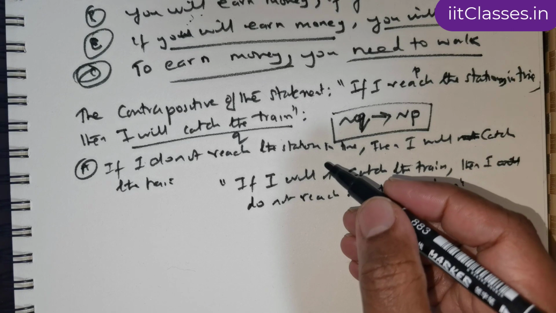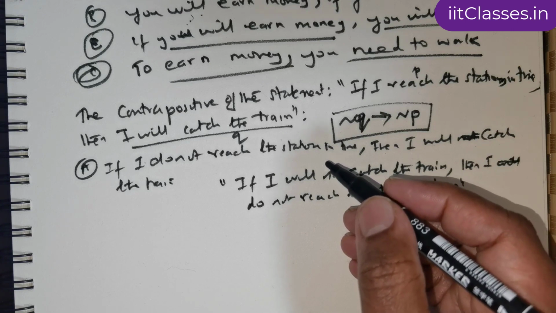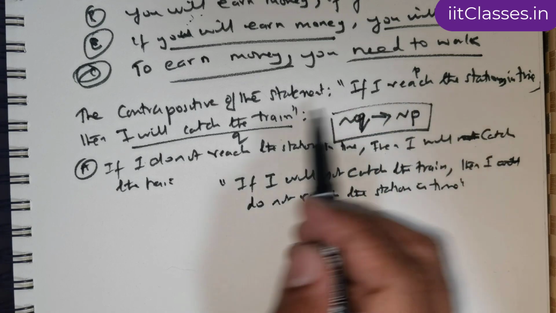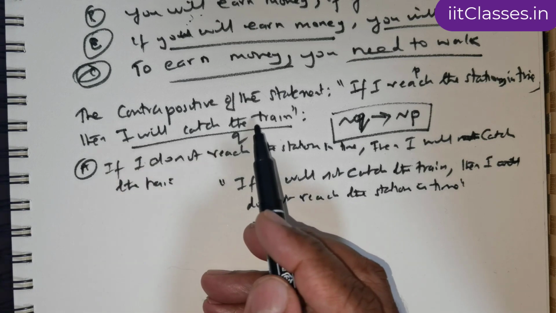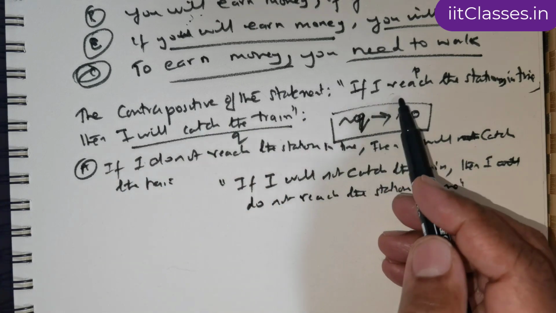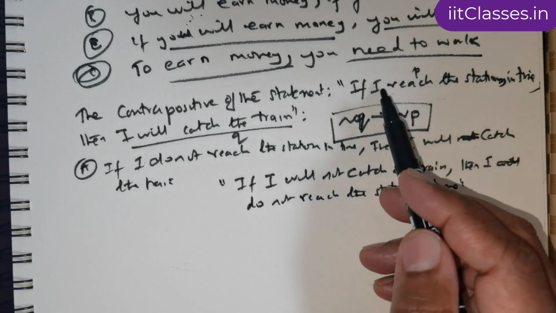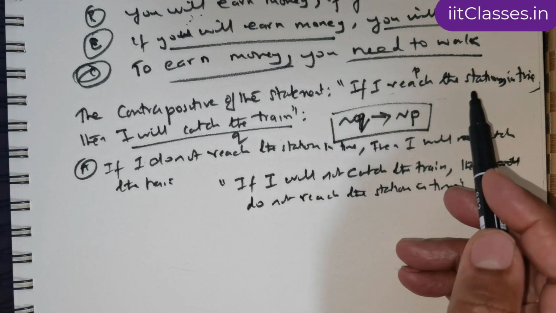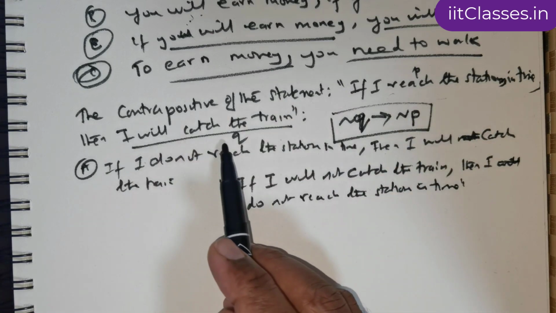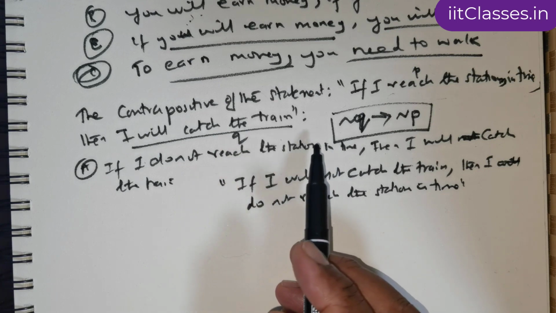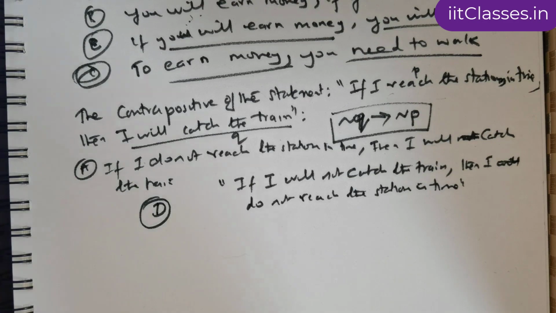If I will not catch the train, then I do not reach the station in time. So the negation of Q is going to be I will not catch the train. And similarly, P is if I reach the station in time. So the negation is I will not reach the station in time. So we need to follow it up in this fashion. I will not catch the train, then I do not reach the station in time. So the right choice is going to be choice D for this question.